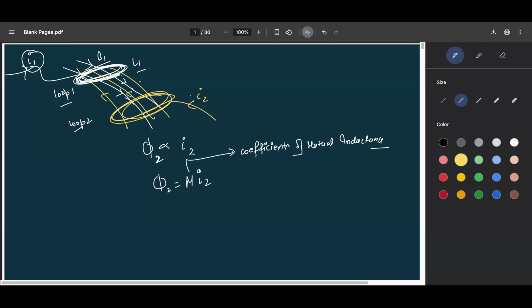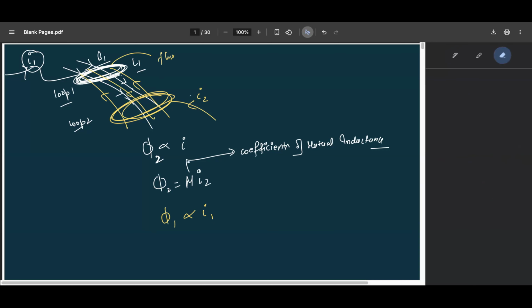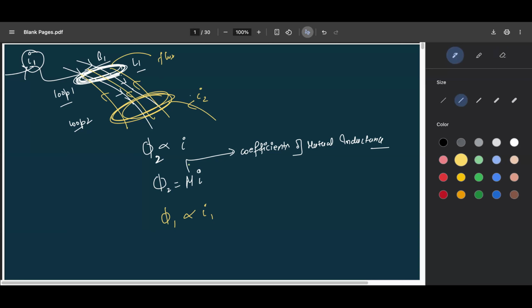So if I ask you the flux through loop 1, it depends upon I2. Can I say this? This should be I2, and this should be I1. The flux from loop 2 depends upon the current in the other loop. But the flux in this loop depends upon the current flowing in I1. So this becomes equal to M I2.